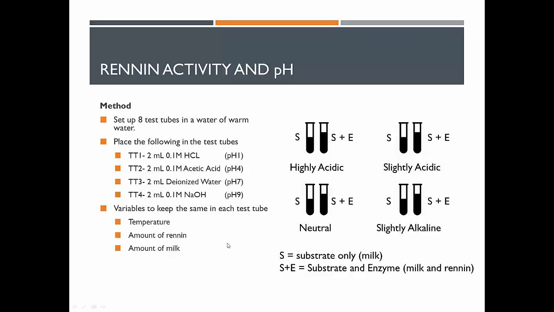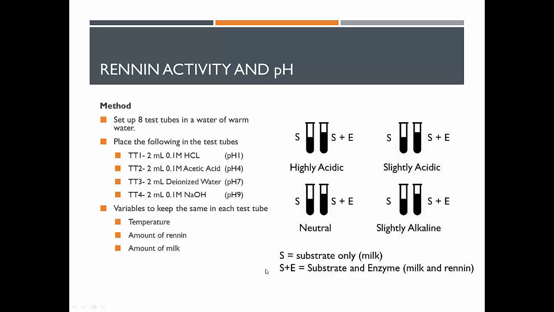So we need to keep the same in each test tube. We need the temperature, it's going to be warm. We're going to keep the amount of renin the same, and I'm going to show you that technique there. And we're going to keep the amount of milk the same. I think it's going to be 30 mils again, so 30 mils per test tube, and there's a little bit extra in the one that's got the renin because the renin takes up some space as well.